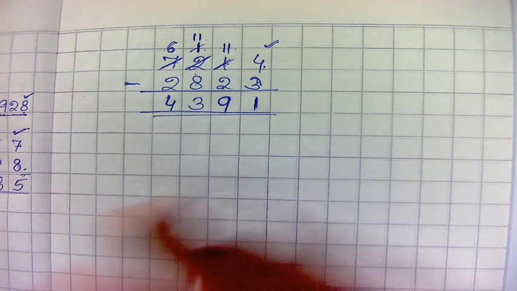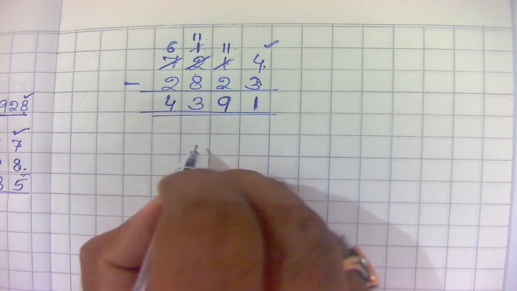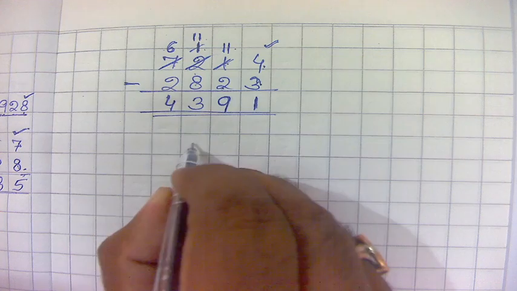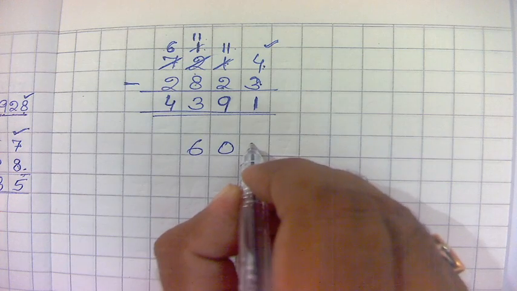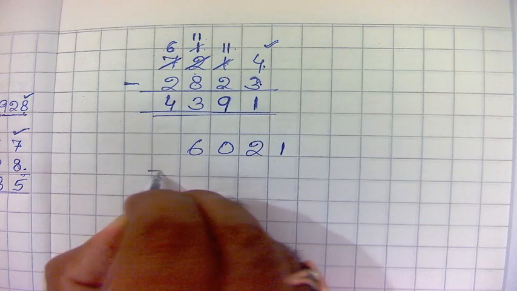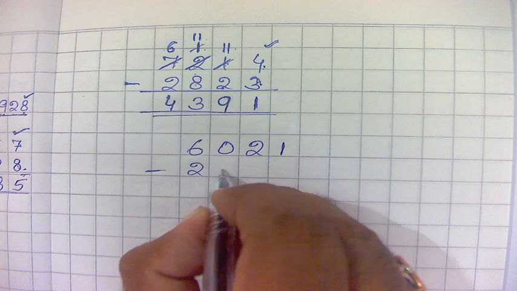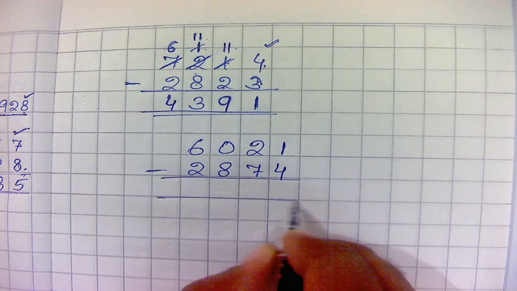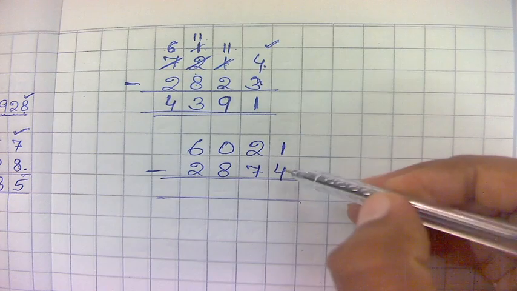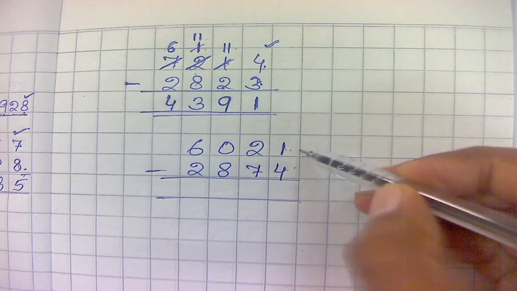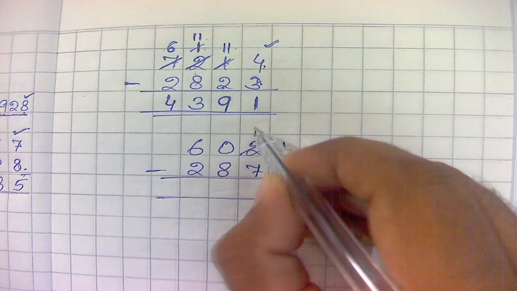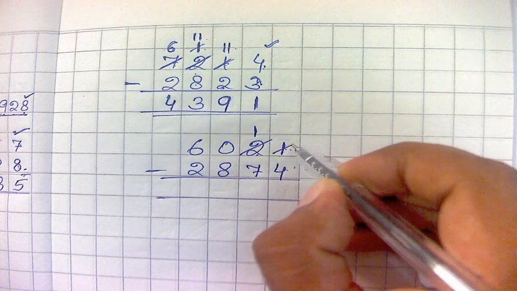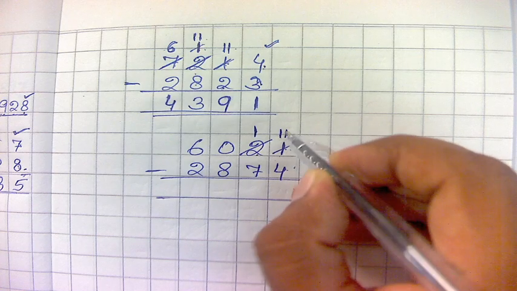Now you will have to be more careful if there are zeros in between. If a digit is having 0, then you will have to be more careful. For example, say 6021 and you are subtracting 2874. Now here you cannot subtract 4 from 1. So what will we do? We will borrow 1 from the previous digit, that is 2, and here you are left with 1, and 1 when borrowed here becomes 11.